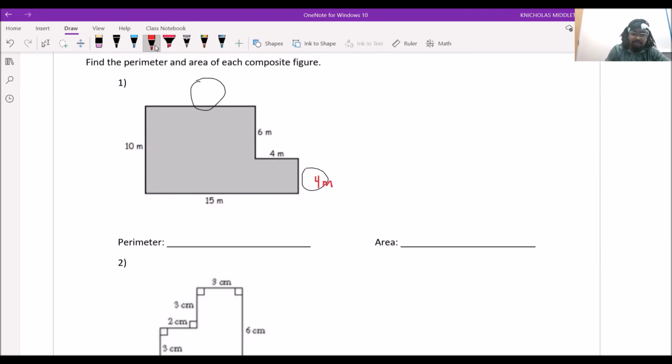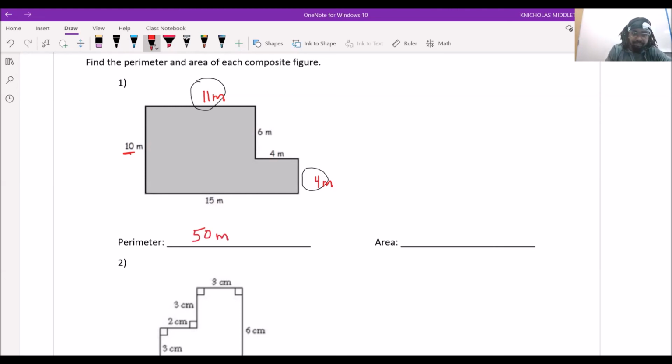Again, this whole side's 15 and this is 4. Should be a straight line. That must mean that this is the rest of it. This is 11. Okay, and so now I'm just going to be careful, make sure I go around and add all the numbers that I see. 10, 25, 29, 33, 39, 40, 50. So my perimeter is 50 meters.